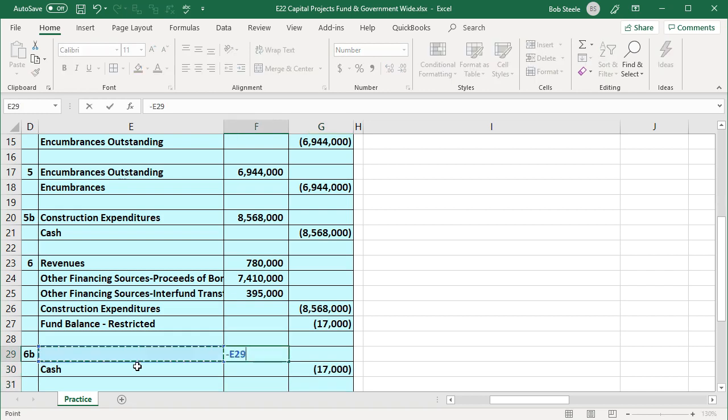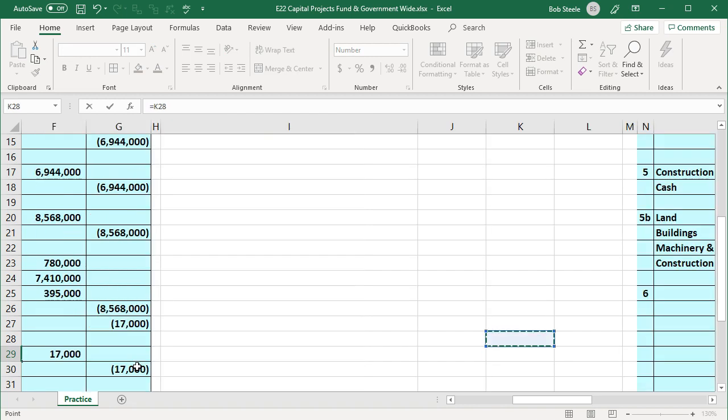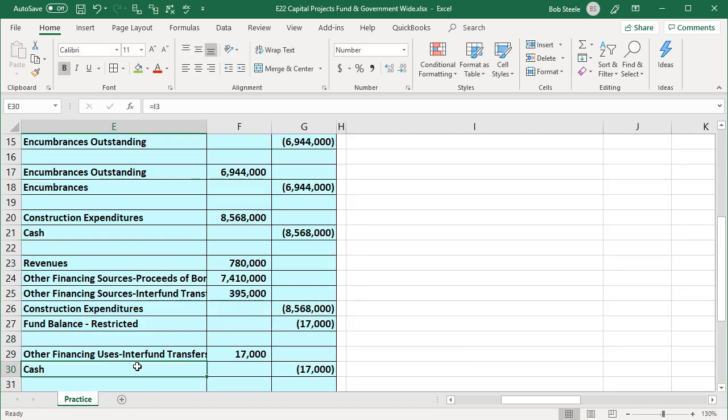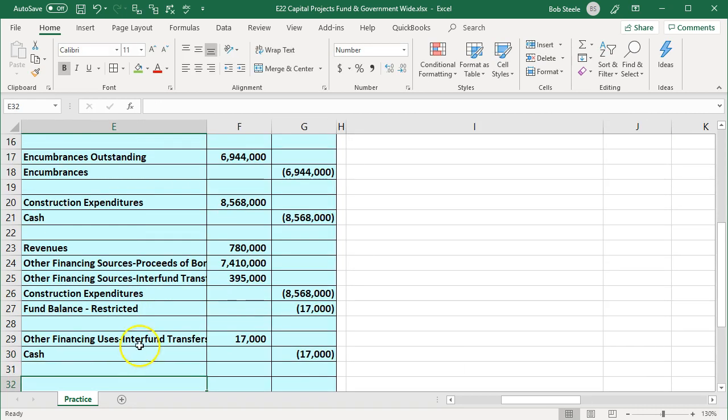Then we're going to debit something for 17. And the debit is going to go to that other financing uses, because it's going to be a transfer out. Where's it going? To the debt service fund. So here's the other financing uses. We're going to debit that.